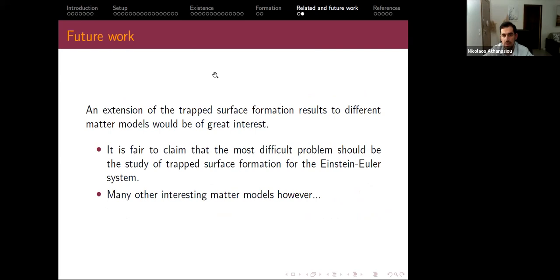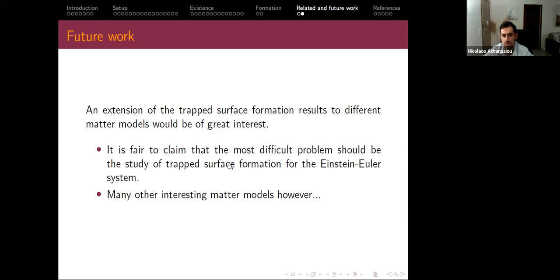But something which is also very close to my heart is an extension that we're hoping to do for various different matter models, which would be of great interest, such as the massive scalar field. But more importantly, of course, this is very optimistic and still far away from us, is the Einstein-Euler system. In the Einstein-Euler system, it would be interesting to study trapped surface formation.